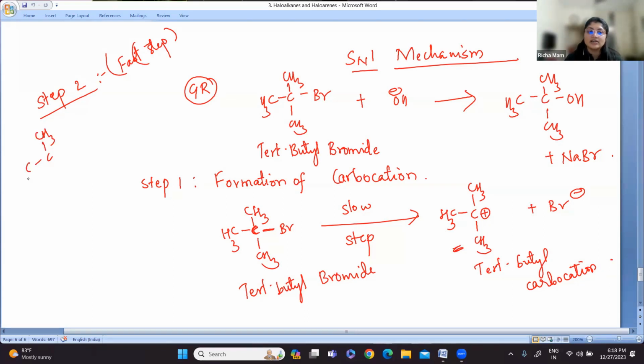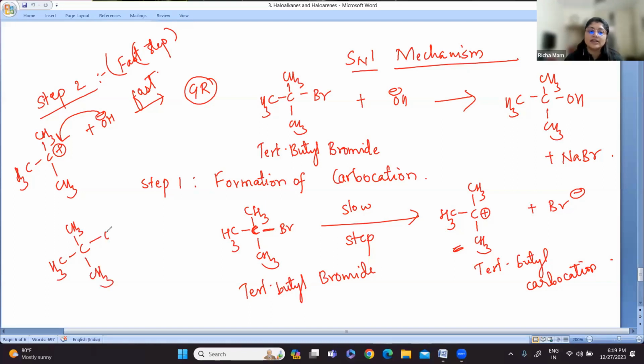So (CH3)3C, with CH3, CH3 and the carbocation. So what will happen? The nucleophile. OH minus is our nucleophile. So the nucleophile will attack the carbocation at a fast rate and the product tertiary butyl alcohol is formed.